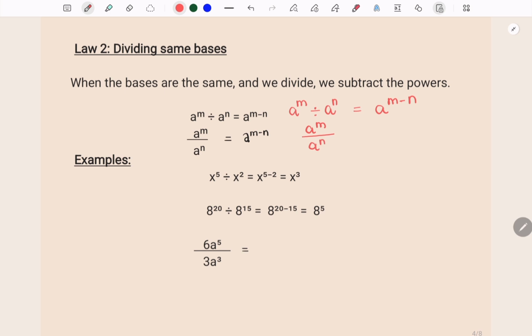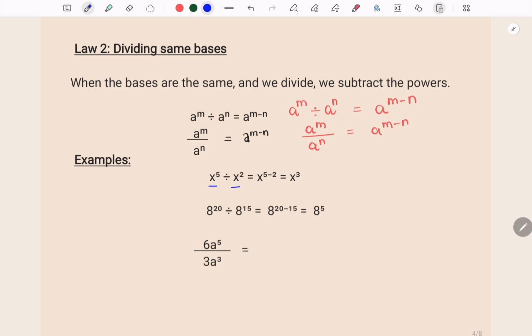Okay, you can write this expression in a different way. A raised to the power m divided by a raised to the power n in a fractional form, and the answer would be the same, a raised to the power m minus n. So let's take a few examples. Here I have x raised to the power 5 divided by x raised to the power 2.